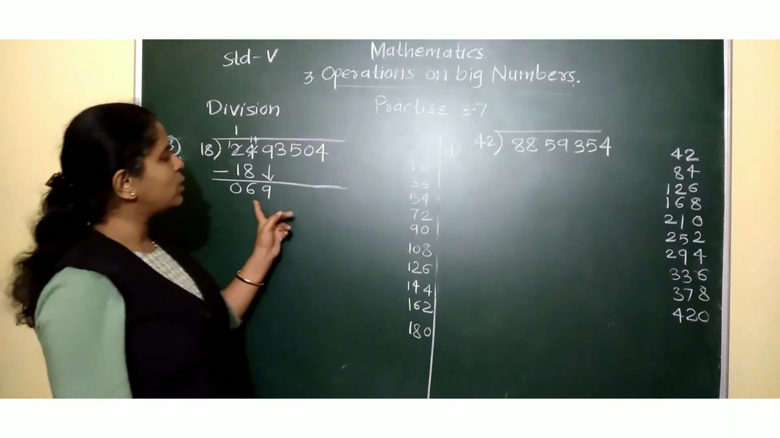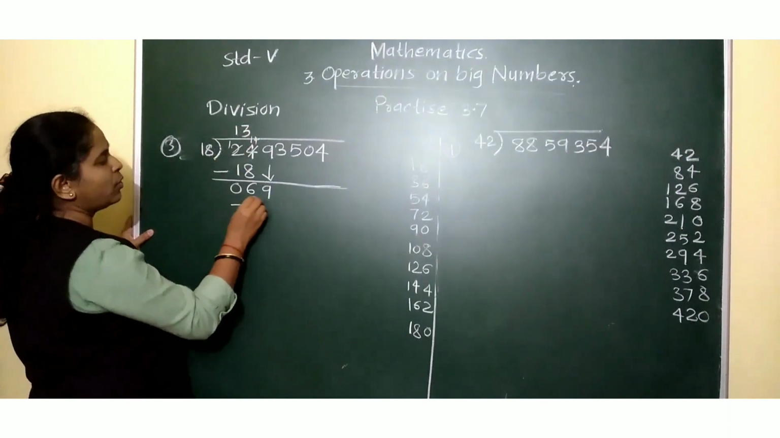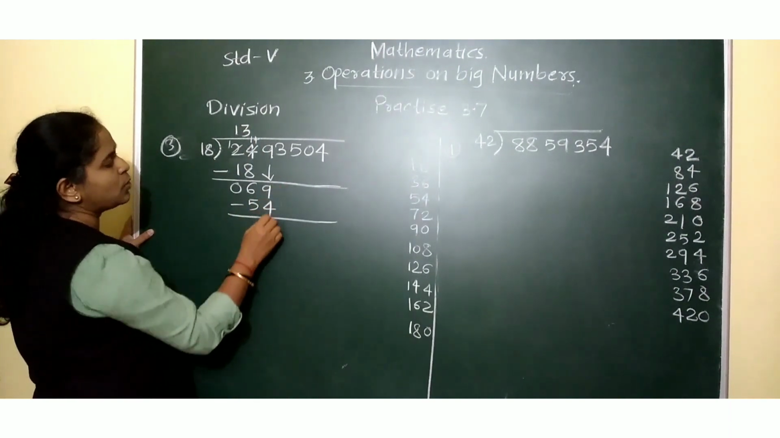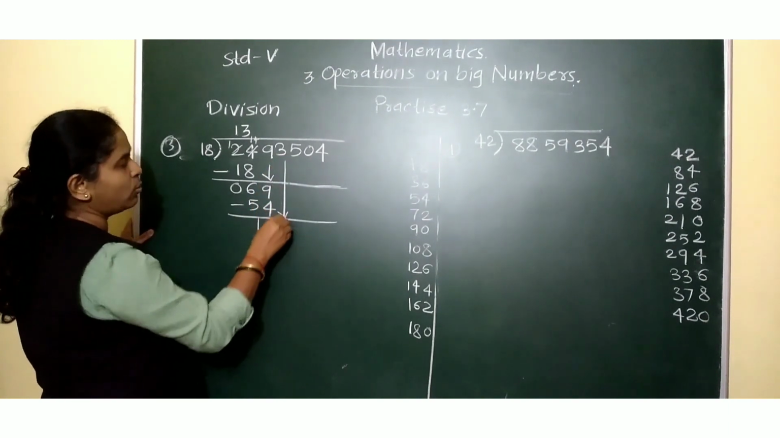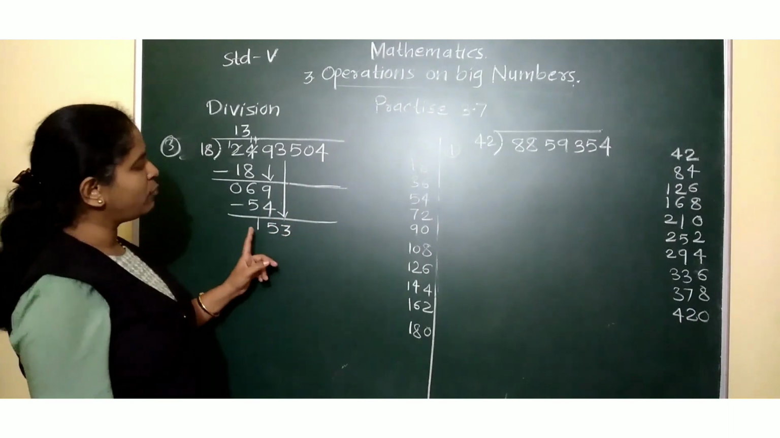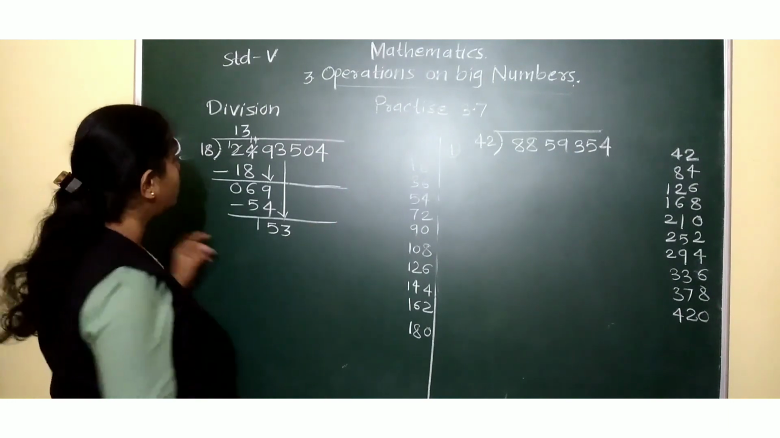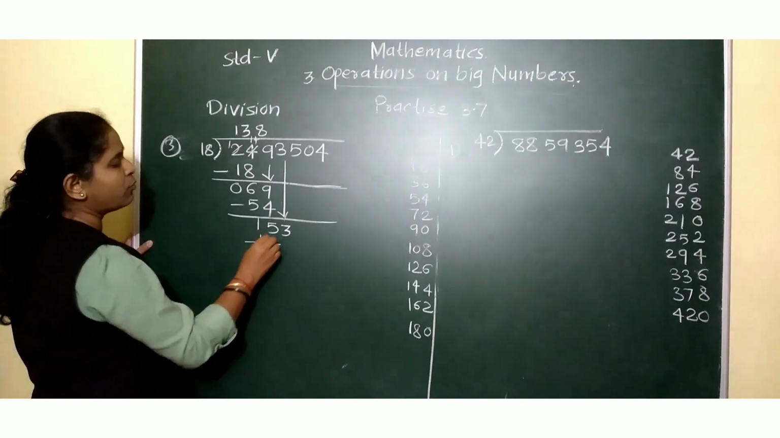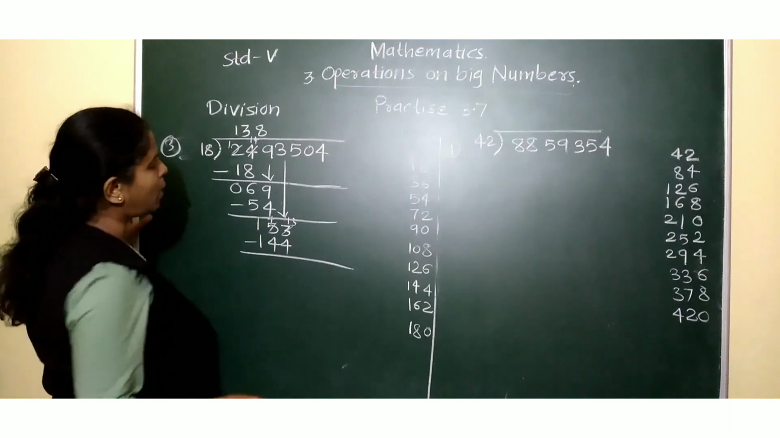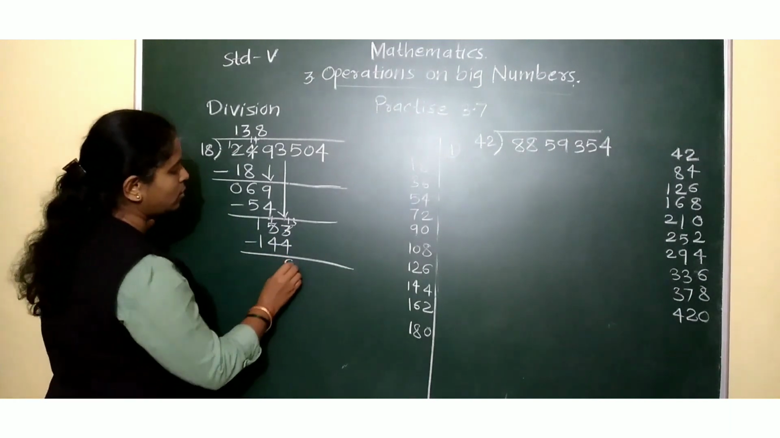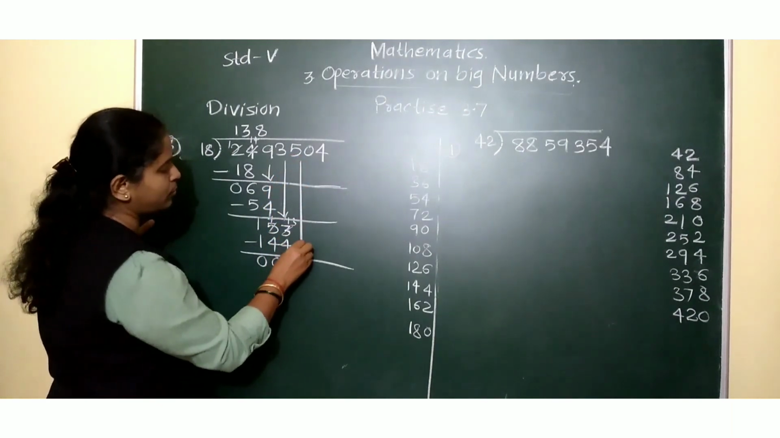Now which number is close to 69? 54. 18 3s are 54. Okay. 9 minus 4, 5. 6 minus 5, 1. Take this 3 down. Which number is close to 153? 144. And 144 comes at which place? 8s. 18 8s are 144. Okay. Now 13 minus 4 is 9. And 4 minus 4, 0. 1 minus 1, 0. Take 5 down.